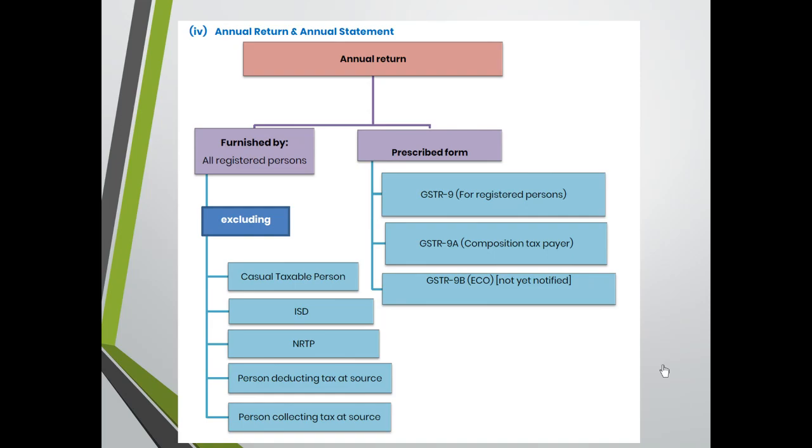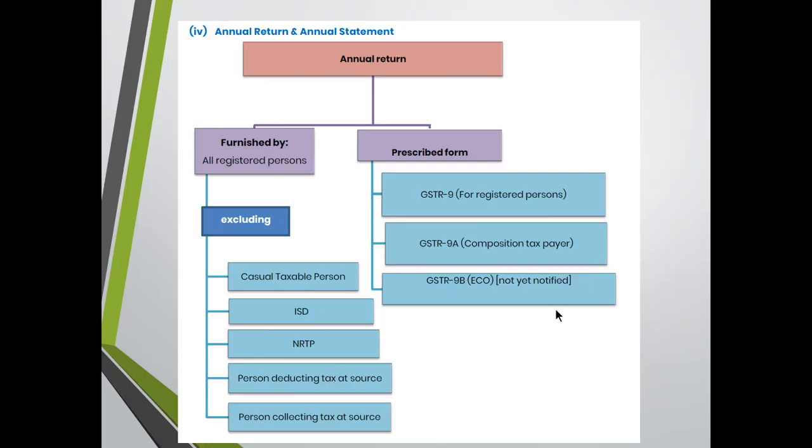If your turnover is more than 2 crore rupees, it is required, but it is not required to be submitted by casual taxable persons, ISD, NRTP, TDS and TCS persons. And if your turnover is lower than 2 crore also, you can submit it. This is the final opportunity to correct your mistakes. So this is what an annual return is.